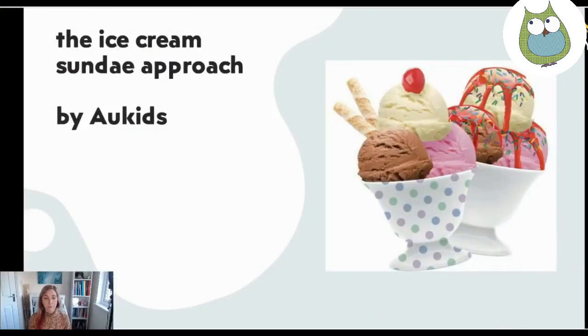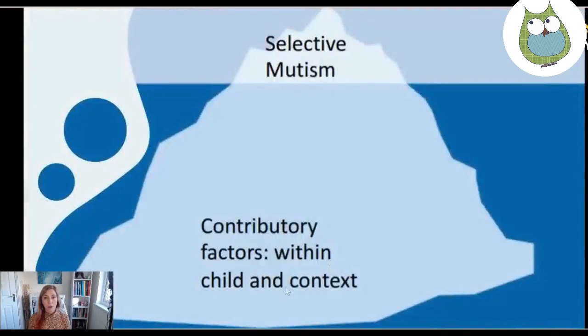So when we look at selective mutism, we need to think about the iceberg. Selective mutism is at the top, and this is what you see. Underneath, you've got factors, which are the environment and the anxiety. So there is way more than what we see.